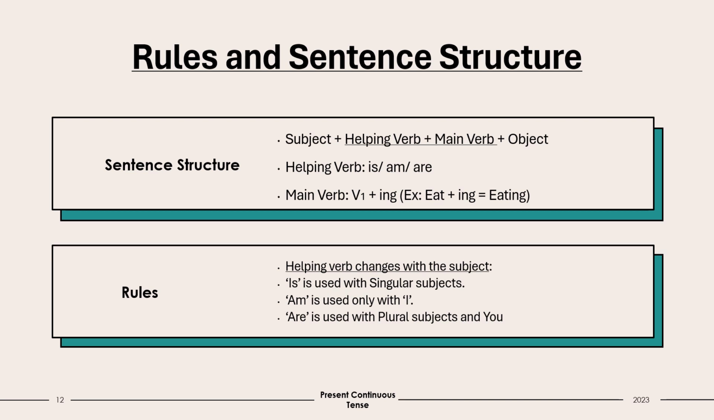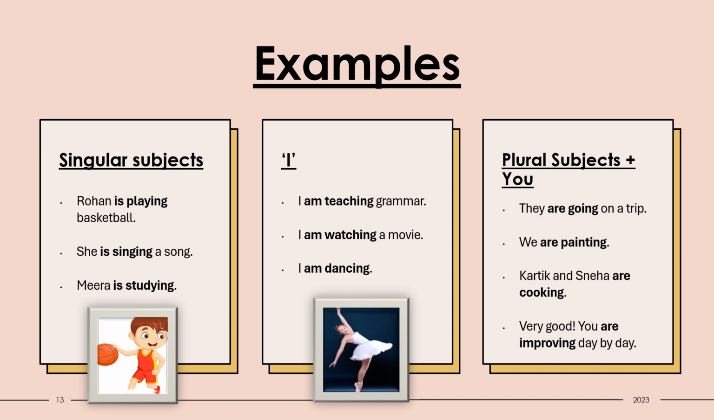Now, the helping verb changes with the subjects and these come under the rules. So, as you all know, is used with singular subjects, am is used only with I, and are is used with plural subjects and you. So, is, am, are plus first form of the verb plus ing. Let's look at some of the examples.